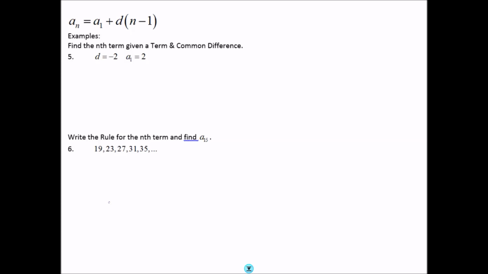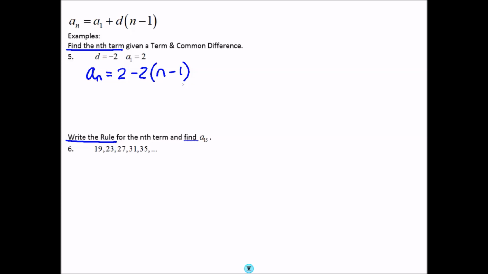So in example number 5, we are given d and a sub 1. We just want to write the rule for the nth term. Whenever you see anything that says find the nth term or write the rule, that just means write the formula. So this will be a sub n equals 2 minus 2 times n minus 1. And that's all we have to do. We're just plugging numbers in for a sub 1 and d.